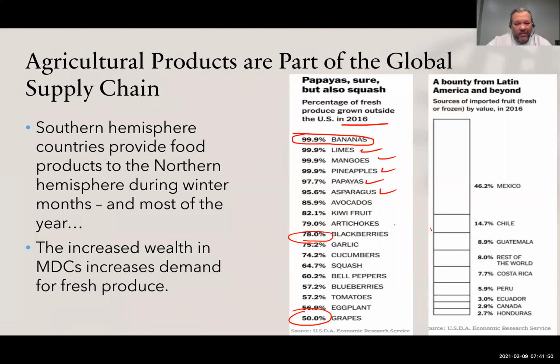All right. So this system that we've set up. And so you can see from Latin America, this is the source of imported fruit by value. Of all of the fruit that we eat, and this is just fruit, 46% of it comes from Mexico. And so we are a huge buyer of fruit from Mexico, which benefits both of us. All right. Chile, 14.7%, Guatemala, rest of the world, 8%. So you can kind of get a sense of where the food comes from. And again, almost half of it comes from Mexico itself. So big trading partner there.